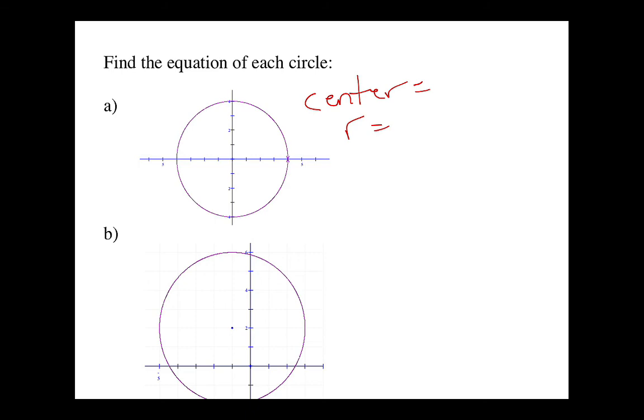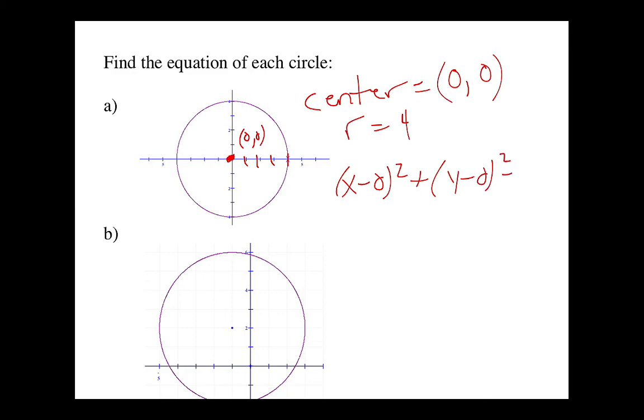So on part A, clearly the center of this circle is the origin, so that would be 0, 0. And the radius we can just count. It's 1, 2, 3, 4. So the center is 0, 0, and the radius is 4. That makes the equation x minus 0 squared plus y minus 0 squared equals 4 squared. And if you're already to the point where you can do this in your head without writing it that way, the simplified form of that would be x squared plus y squared equals 16.